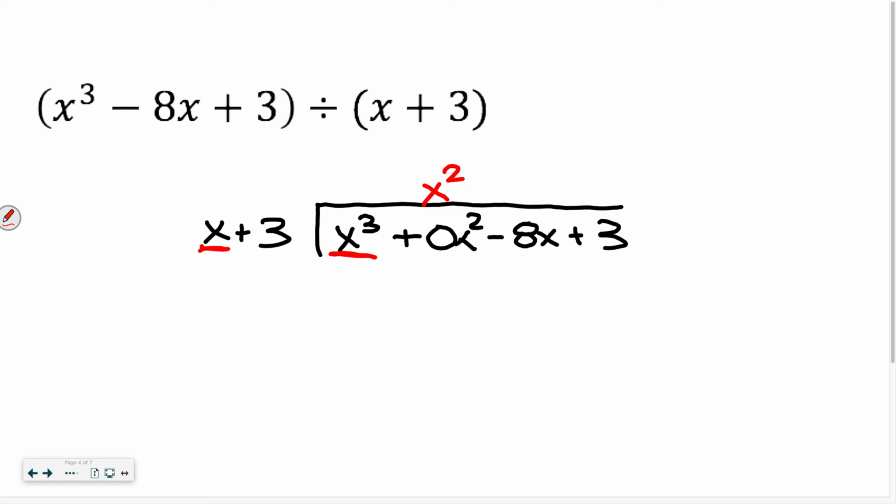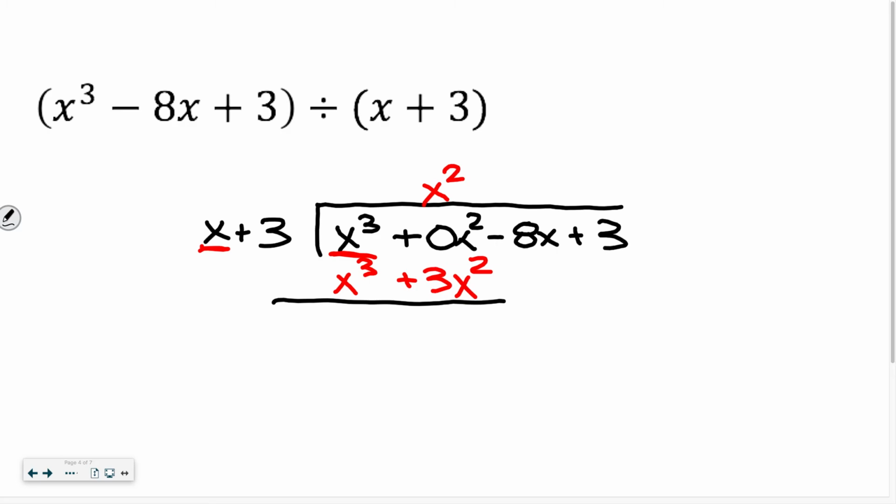Let's see. Multiply x squared times x. X cubed. X squared times 3. 3x squared. Do you see I didn't write it off to the side? I just distributed it. Are you okay with that? If you need to, you write x squared times x plus 3 right over there, so you know where it came from. What are you doing with those two things? Subtracting them. And you're subtracting both of them.